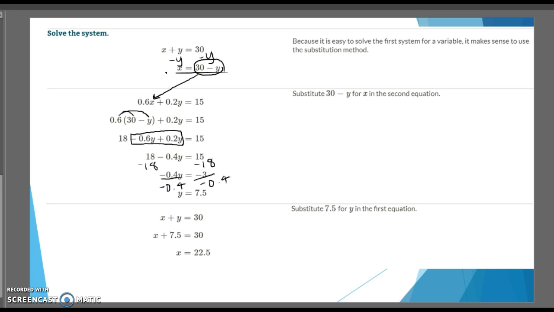And if you need to pause this video and write this down, that's totally fine. So when you do that, you get y equals 7.5. So to find x, you take 7.5 and plug it in for y, and then you solve for x by subtracting 7.5, and you get 22.5. So what you just solved for are the number of liters. Okay, so there's 7.5 liters of the 20% solution and 22.5 liters of the 60% solution.